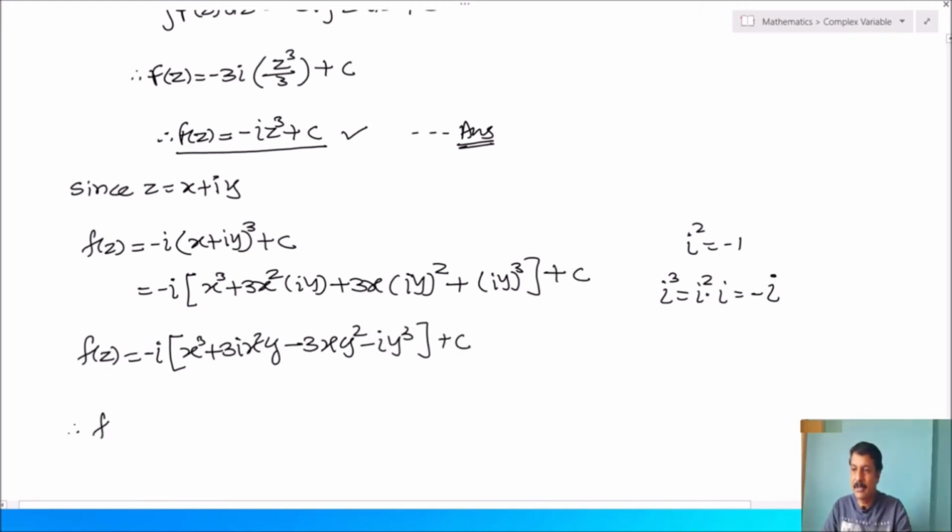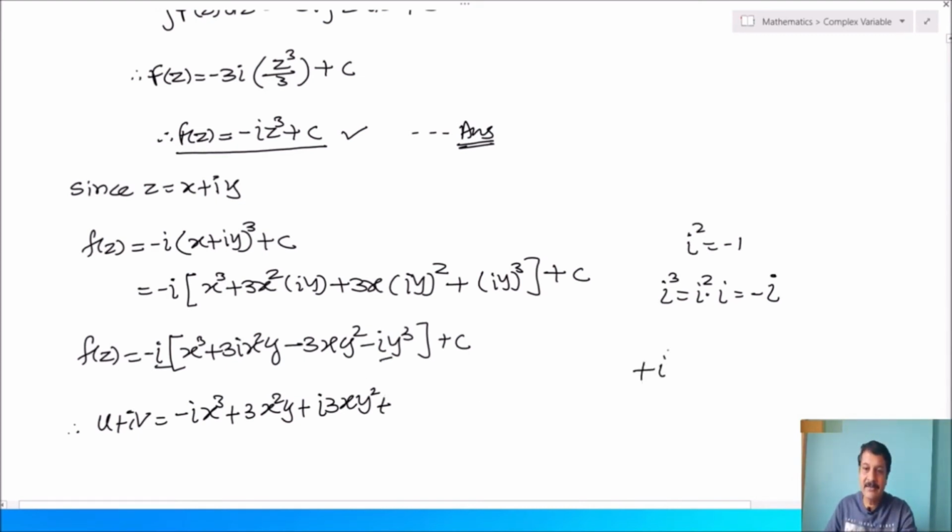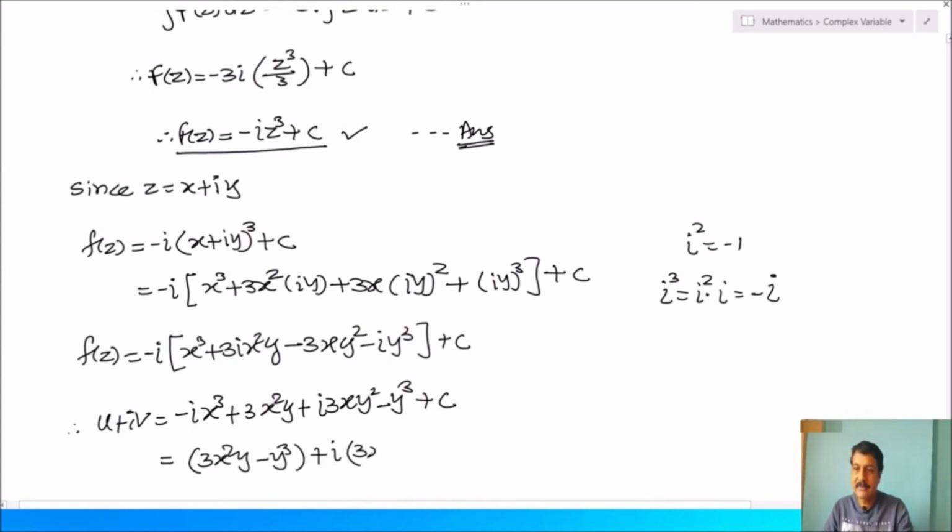And that is why f of z, what is f of z? It is u plus iv, and that is equal to, if we multiply with minus i, so minus i x cube minus, again i into i, it is i square, it is minus 1, so plus 3x square y minus minus plus i 3xy square minus minus plus, but again i into i square, so minus minus plus, and i square, it is minus 1, y cube plus c. So what is the real part which does not contain i? So 3x square y minus y cube plus i 3xy square minus x cube plus c.